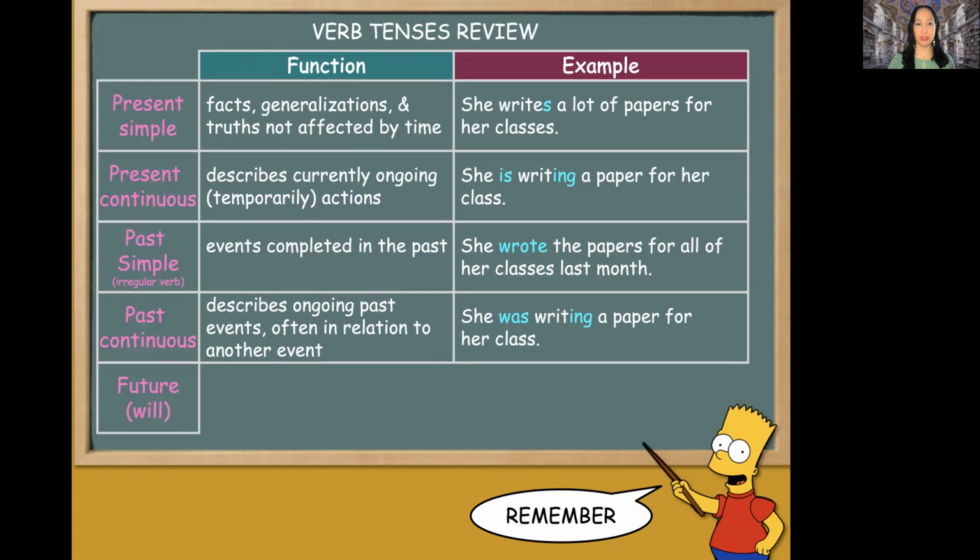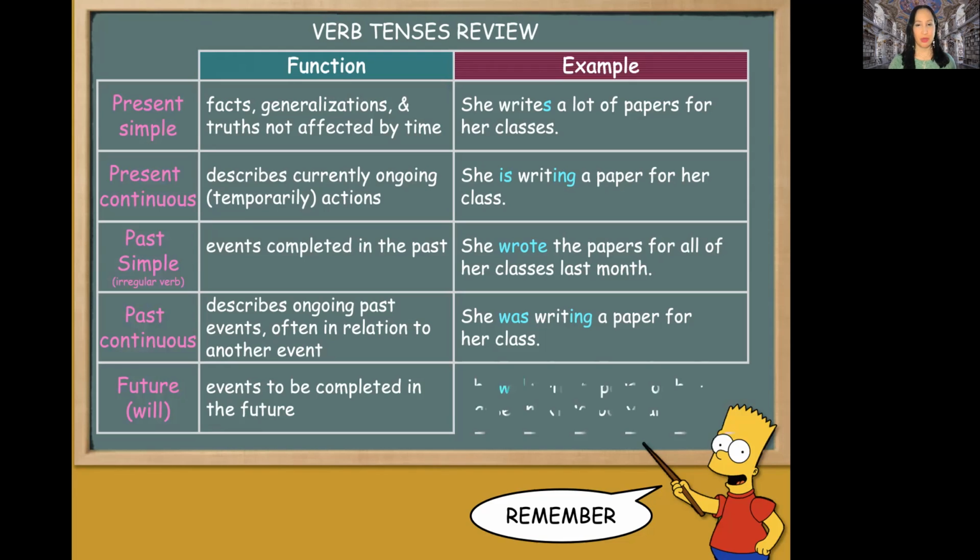What about the function of future? That's right. Do you remember now? Events to be completed in the future. So we use will with our verbs. She will write papers for her classes next school year. Okay, so how did we do here? Great. Let's do a little bit more reviewing just before we do our little test.